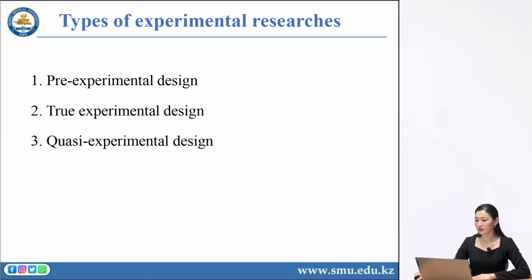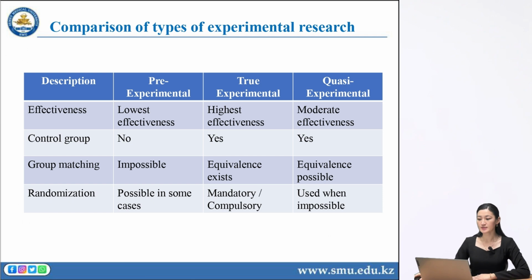Types of experimental research: pre-experimental design, true experimental design, and quasi-experimental design. This slide shows the comparison of three experimental research types. We can see the difference between a pre-experimental, true experimental, and quasi-experimental designs.